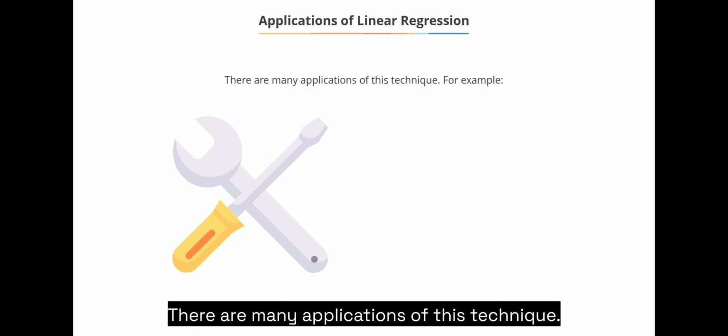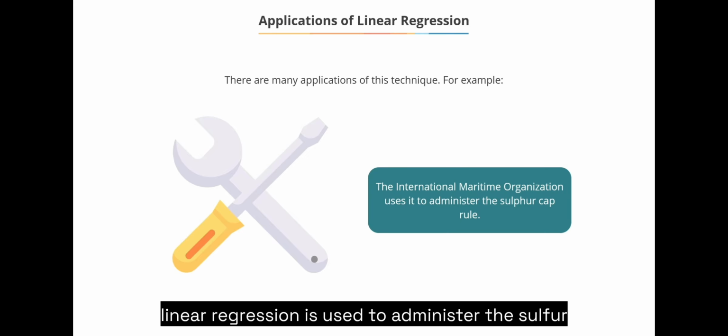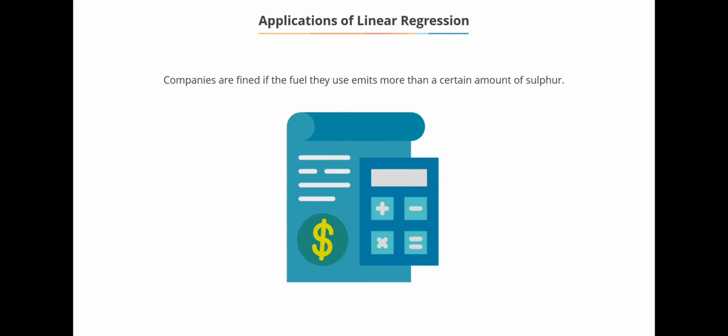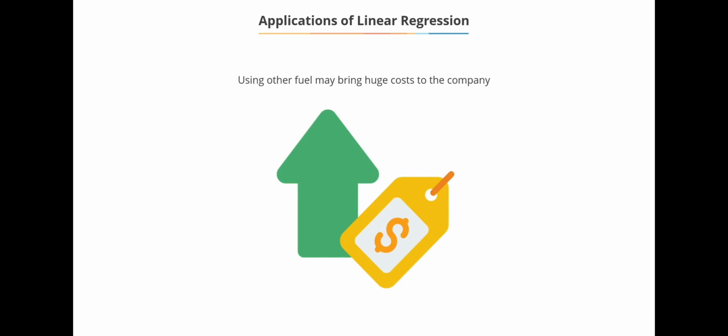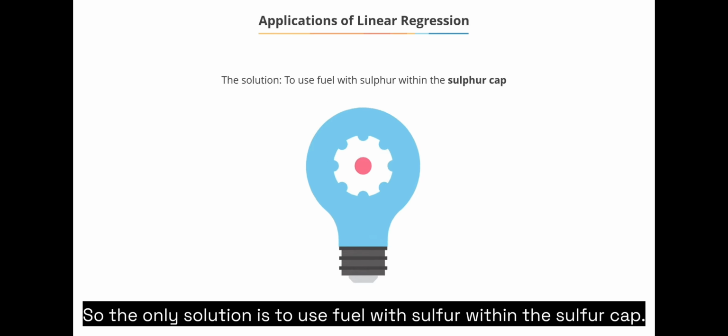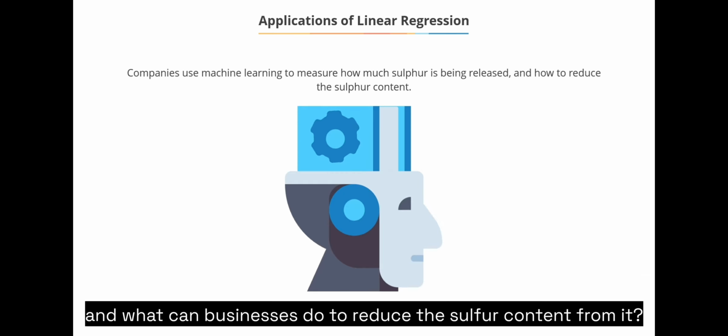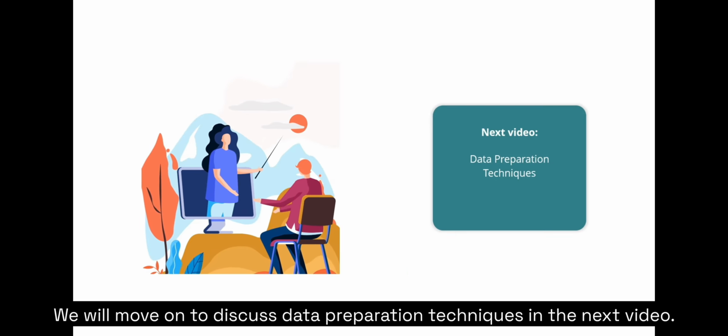Applications of linear regression. There are many applications of this technique. For example, linear regression is used to administer the sulfur cap rule by the International Maritime Organization. If a company uses fuel that emits more than a certain amount of sulfur, they will be heavily fined. However, the company would incur a huge cost if it used any other fuel. So the only solution is to use fuel with sulfur within the sulfur cap. Machine learning is used to measure how much sulfur is being released in the exhaust, and what can businesses do to reduce the sulfur content from it. We will move on to discuss data preparation techniques in the next video.